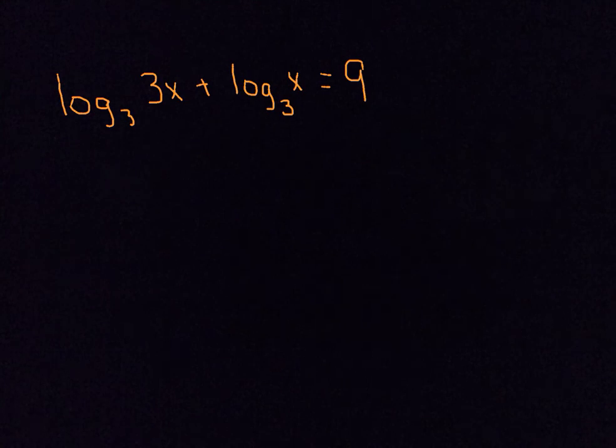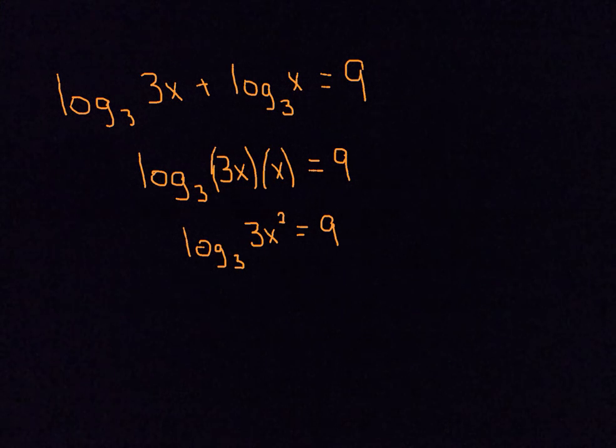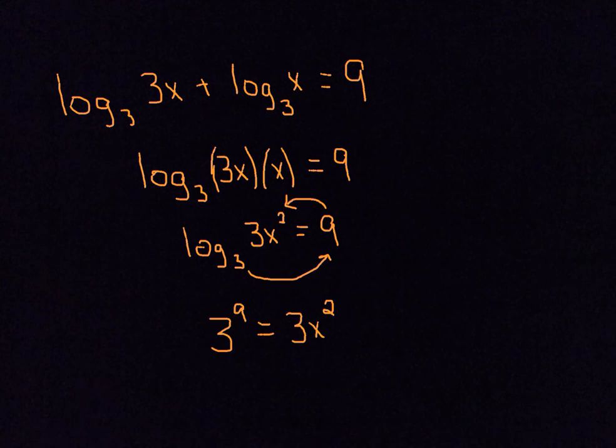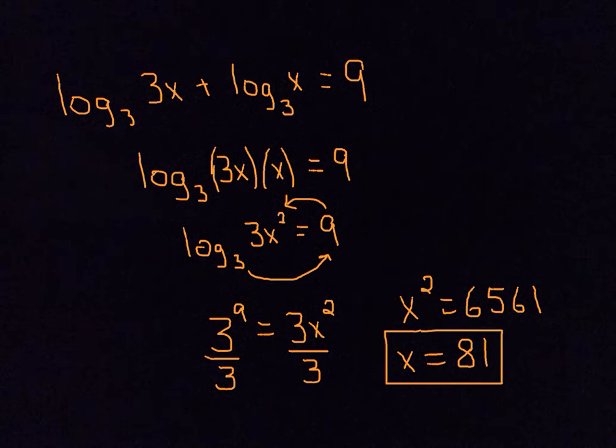All right, one last example. We have a logarithmic equation. We need to convert this into a single logarithm. Since they're being added, that means they're being multiplied, properties of logarithms. And 3x times x is 3x squared. Converting it to an exponential equation, we get 3 to the 9th equals 3 times x squared. Using our calculator, we figure out 3 to the 9th and divide by 3, so we get x squared equals 6,521. We take the square root of that, and we get plus or minus 81. Negative 81 wouldn't make sense with logarithms, so x is equal to 81.